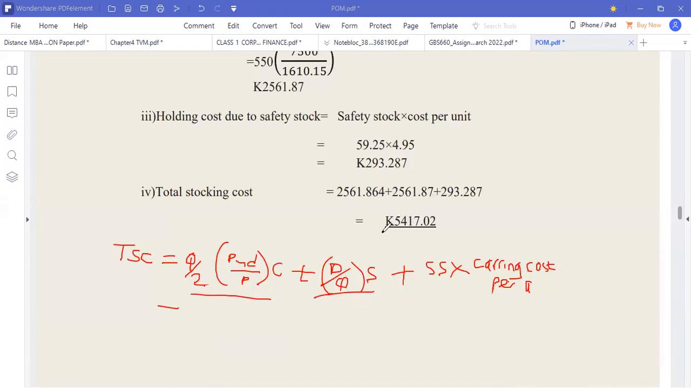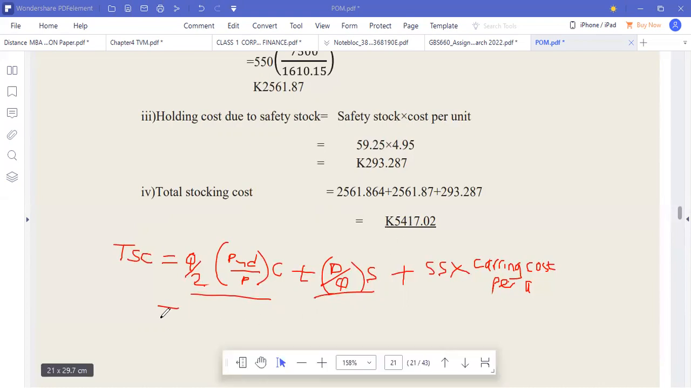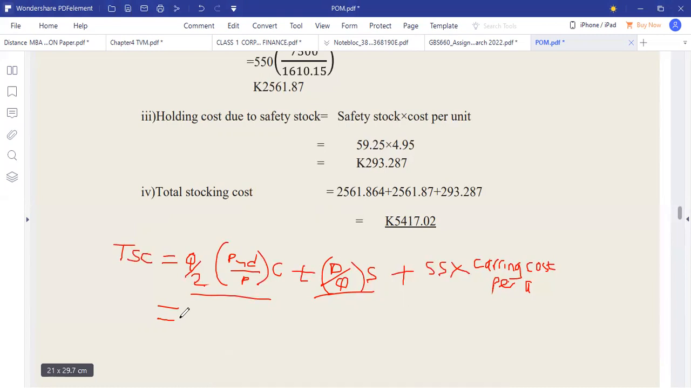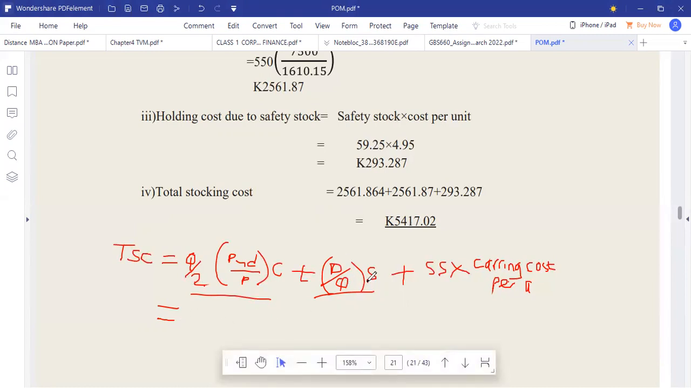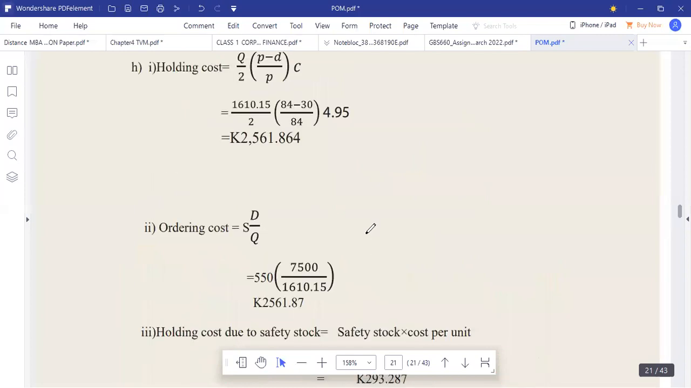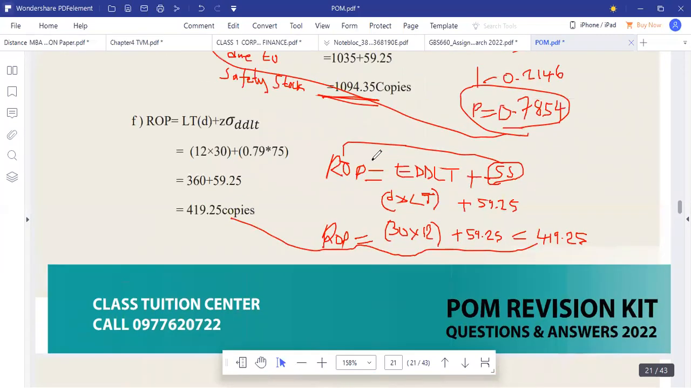Sorry, the formula that you have given, where you are saying it's P minus D over P in brackets, C plus G over Q. Is it G over Q? Because the first time you explained this, you had said it's D over P. So is it D over P or D over Q? It is D over Q. Okay, thank you. So here we go.